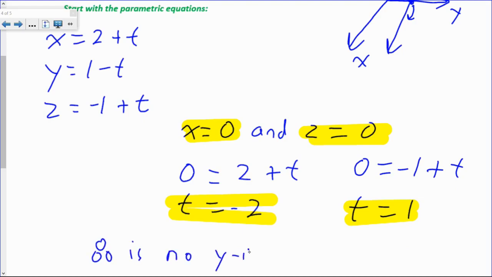It's like the line and the y-axis are skew. They don't intersect at all.